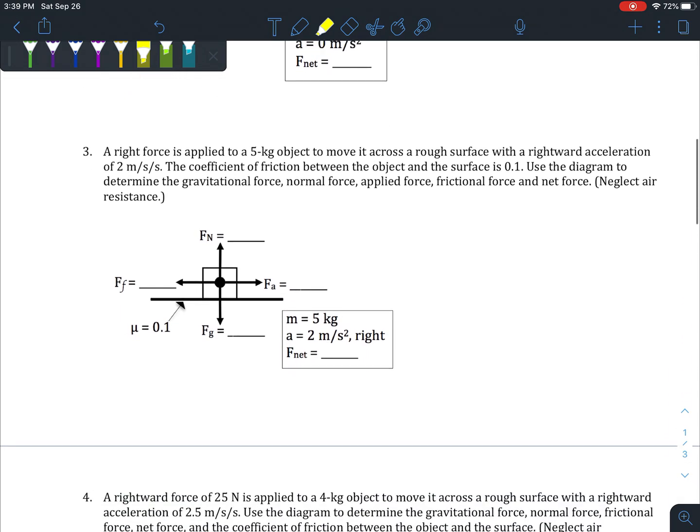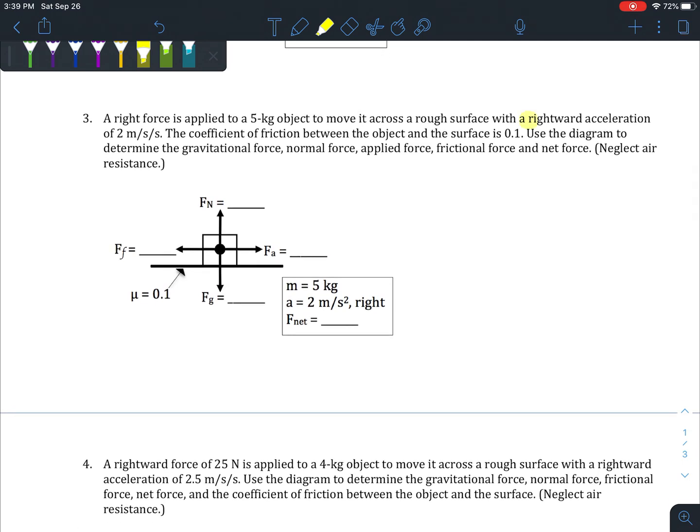Okay. I'm going to skip to number 3. Number 3 has a rightward acceleration, so we know that net force will not be 0. Okay. They've told us that acceleration is 2 meters per second squared, right, or positive. They told us that the coefficient of friction is 0.1. They've given us a mass of 5. And then we want to determine gravity, normal, applied, friction, and net force. Okay, so looking at our picture, there are several things that we could do first. Let's just pick gravity first.